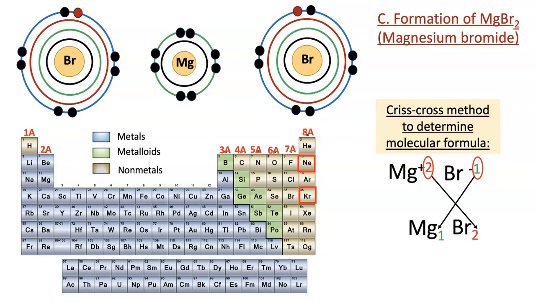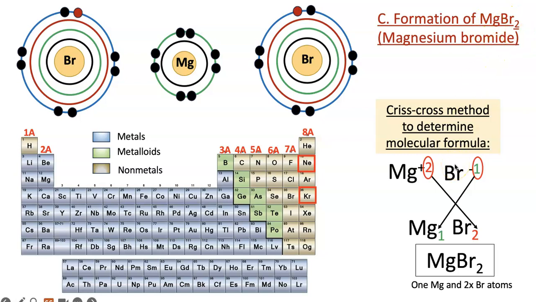Magnesium gets a 1 from bromine, and magnesium's 2 charge goes to bromine. So this is the molecular formula of this compound: 1 magnesium atom with 2 Br atoms. That is what we wrote over here. When we write it, we ignore the 1 and we write MgBr2. This is the correct formula.